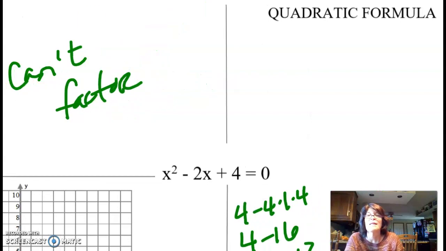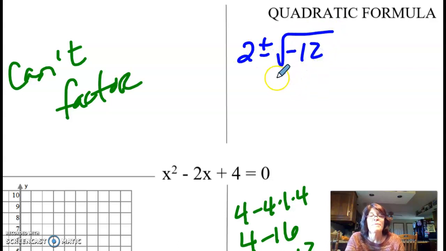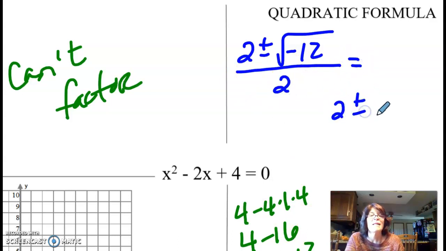So I am going to take the opposite of b plus or minus the square root of b squared minus 4ac, which I just found was negative 12, all over 2a. So that's 2 plus or minus. We learned this last chapter in P7. I'm going to bring the i out. I also know that, well, let's write it out.